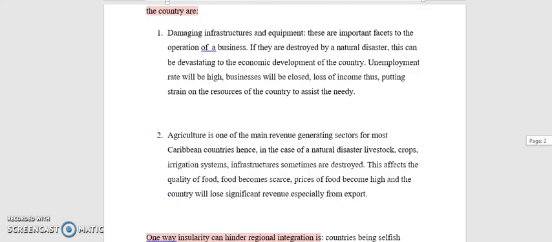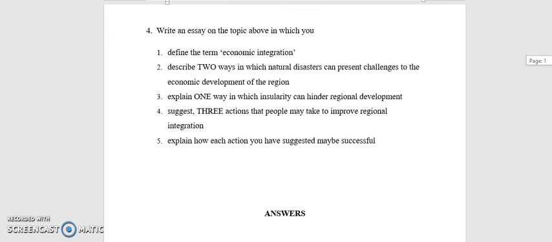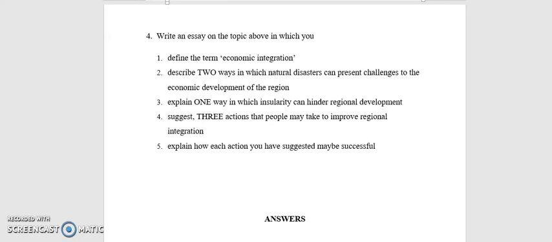All right, let us look at the other question. We are going on very good. I know you guys would get a grade 1 on this paper. Suggest 3 actions that people may take to improve regional integration. This is very easy. Very, very easy. Explain how each action you have suggested may be successful.